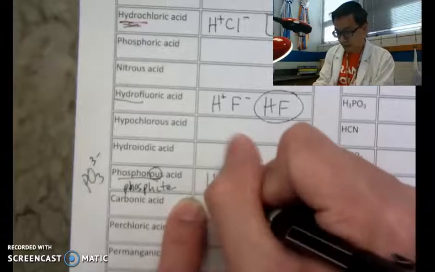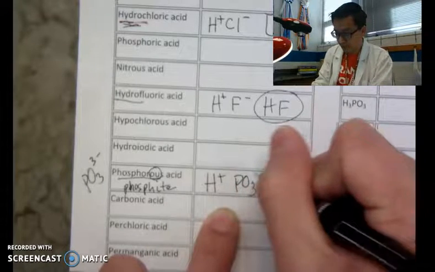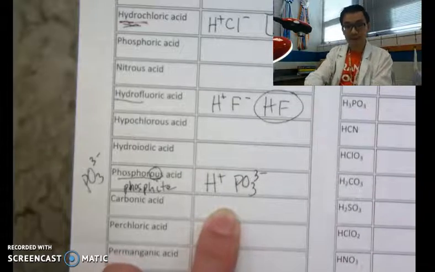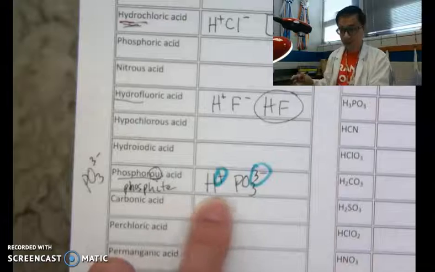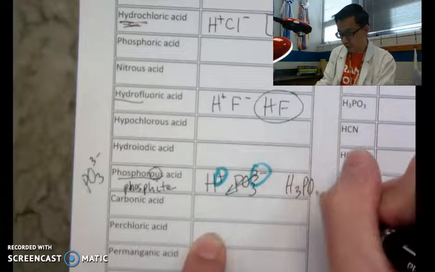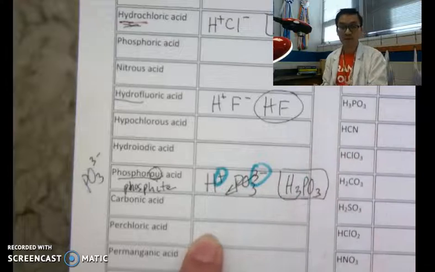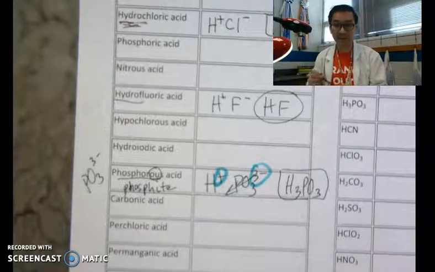So again, write your hydrogen for your acid, then PO3, 3 minus. Look at the charge here: minus 3 and plus 1. Cross it. I get H3PO3, phosphorus acid.